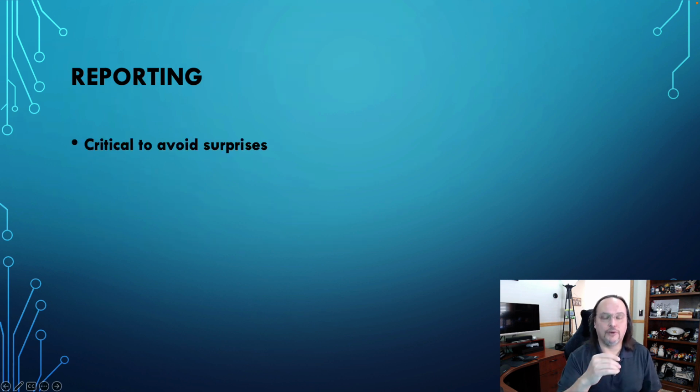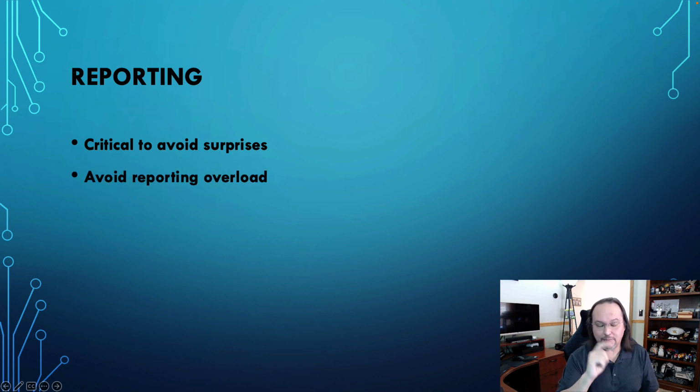Now, reporting. Critical to avoid surprises. That goes without saying. That prevents you from suddenly getting that email from the accounting department that your bill just went up 30 grand this month. The reporting should have told you that. Here's why it often doesn't. People put too many reports in. So if your cloud provider is sending you 10 reports a day, you're looking at none of them. Okay? You have basically oversaturated yourself.